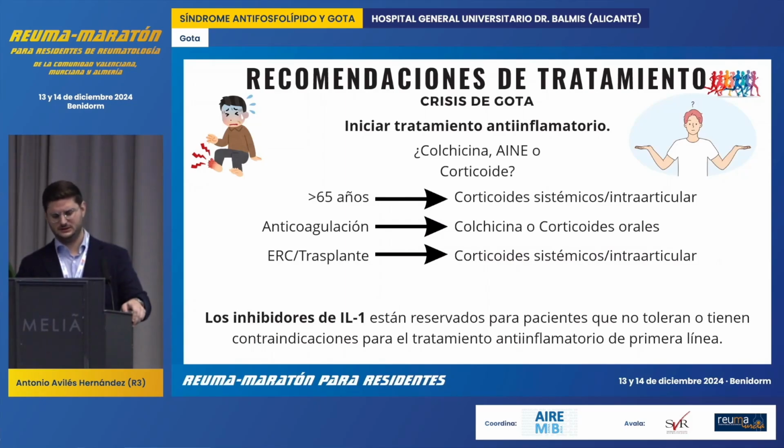In cases of chronic kidney disease or transplant, treatment should be carried out using systemic or intra-articular corticosteroids rather than colchicine or anti-inflammatories, due to the chronic kidney disease. And in those patients for whom we can't administer any of these three medications, which would already be more exceptional cases, the use of interleukin-1 inhibitors, such as anakinra, is still approved for this group of patients.